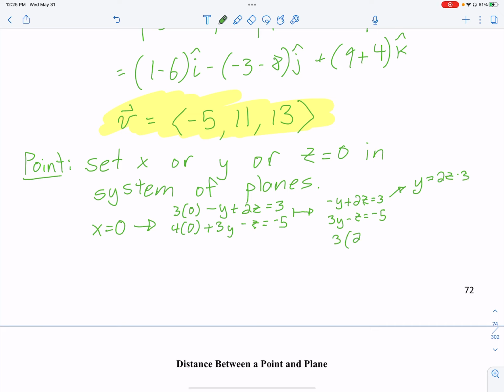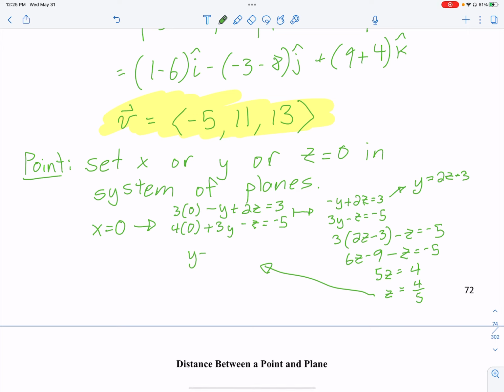3 times 2z minus 3 minus z equals negative 5. So if I work all that out, I got 6z minus 9 minus z equals negative 5. So I got 5z. Add 9 to the other side, I got 4. So I got z equals 4 over 5. I can now take this and plug it into the y equation.